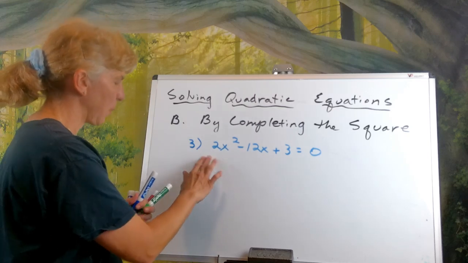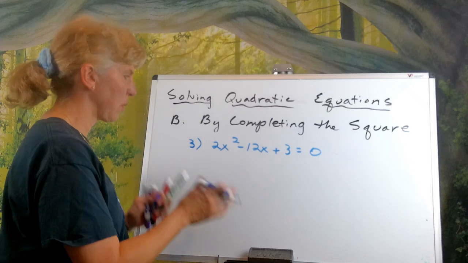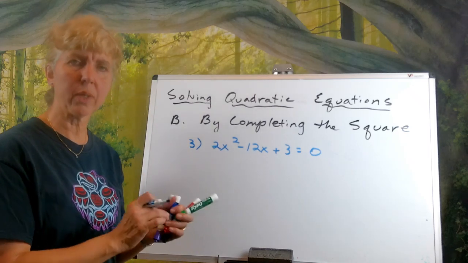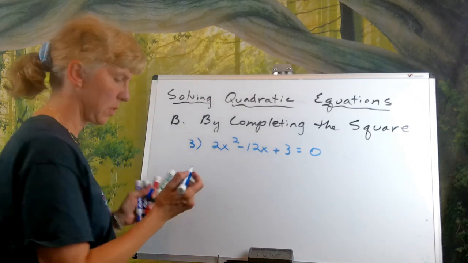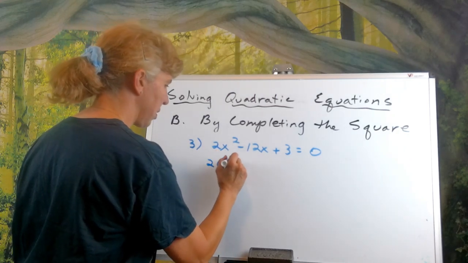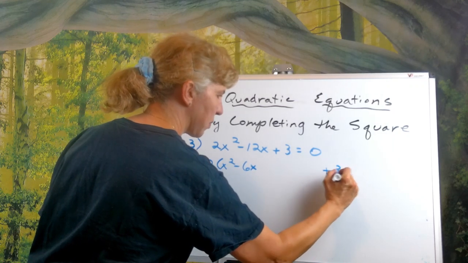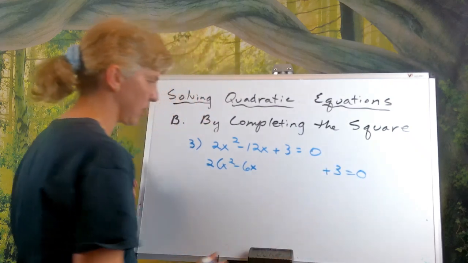Okay, so when there's a coefficient in front, what I'm going to do is pull it out as a GCF, but only out of the first two terms. I'll show you why in just a second. So I'm going to take the 2 out, and I'm just going to put the plus 3 over here. I'll come back to that in just a minute.